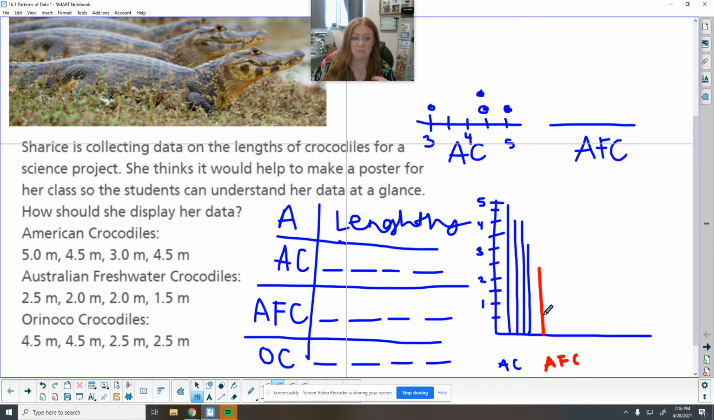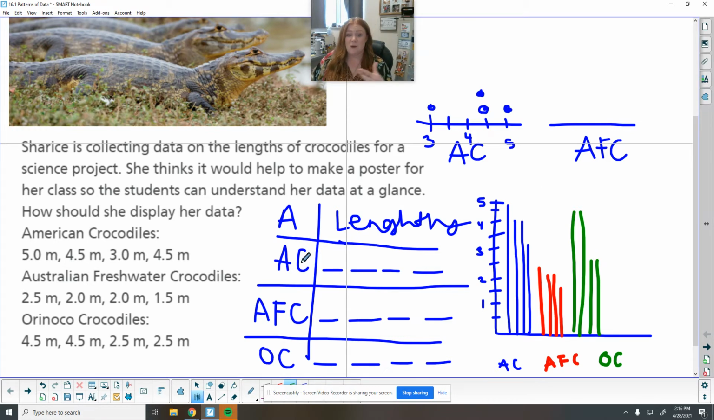Then I can really compare. Oh, look, these ones are a lot bigger. This one is 2, this is another 2, and this one went up 1.5. So I can see, yeah, the American ones are much bigger. And then I could do the Orinoco crocodiles in a separate color, so up to 4.5. Again, these ones go pretty high. So a couple of those and a 2.5 and another 2.5. I can see the smallest ones are these freshwater ones as opposed to these, which are much larger. So just another way. Right, just a table is great.